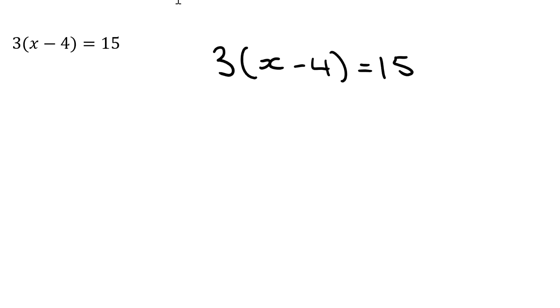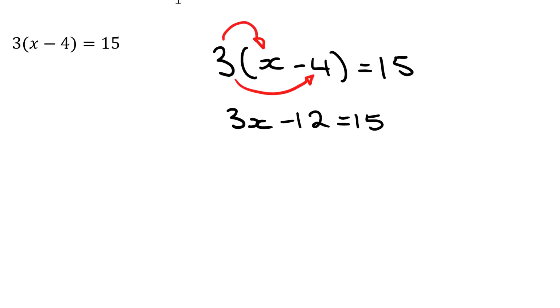Again, start by drawing your arrows. And remember, each arrow is multiplication, so 3 times x is 3x. 3 times negative 4, because remember there's a negative out the front, so 3 times negative 4 is negative 12, equals 15. Again, at this point, it's a regular equation. We plus 12 to both sides. And then we need to divide by 3.